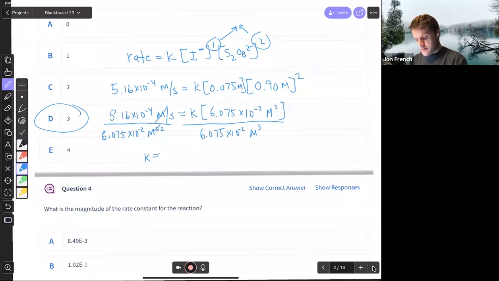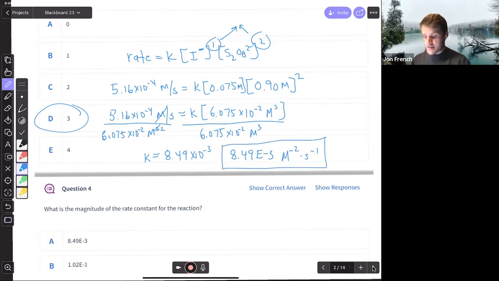And I get something like 8.49 times 10 to the minus 3. It's going to be inverse molar squared, or molar to the negative 2, seconds to the negative 1 for units. Not that it asked for units, but that gives us choice A for question 4. So any questions on 1 through 4?